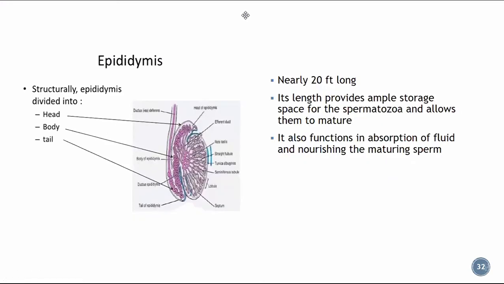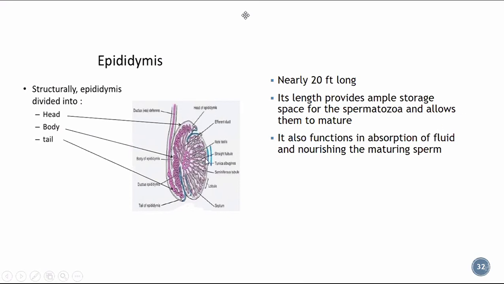This one now. So this is your head, which is attached, as earlier, to the rete testis by efferent ductules. The head, then the long body, and the tail of the epididymis. It is nearly 20 feet long, so it's very long. Its length provides ample storage space for the spermatozoa and allows them to mature.